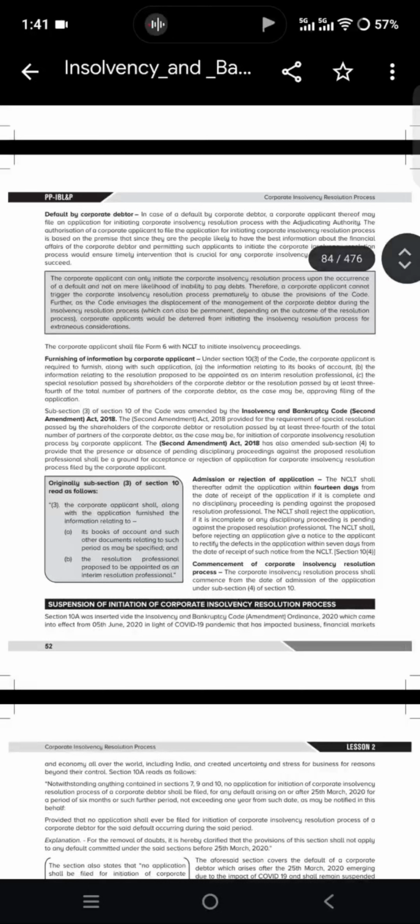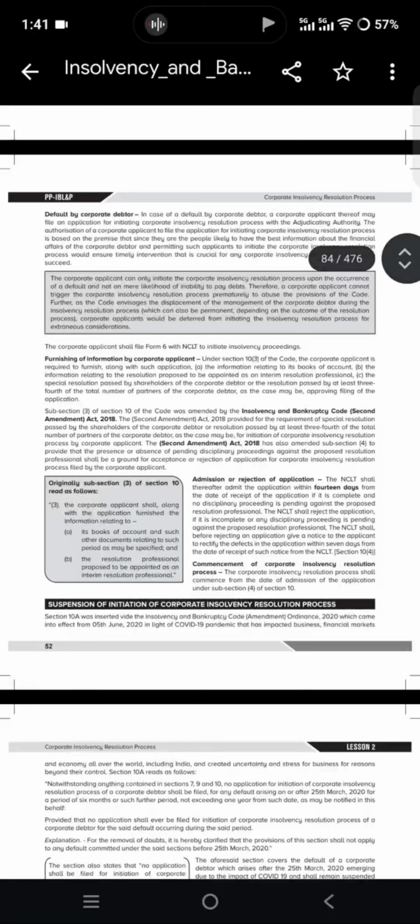The authorization of a corporate applicant to file an application for initiating the CIRP process is based on the premise that they are people likely to have the best info about the financial affairs of the corporate debtor, and permitting such applicants to initiate CIRP would ensure timely intervention that is crucial for any CIRP to succeed. The corporate applicant can only initiate the CIRP upon the occurrence of default and not merely on the likelihood of inability to pay. So default is compulsory. Therefore, a corporate applicant cannot trigger the CIRP prematurely to abuse the provisions of the code.